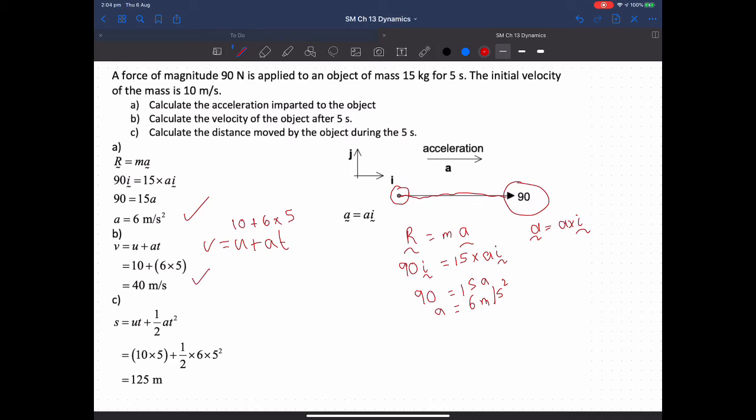Last part of the question, we're looking at distance. So we know the initial velocity u is equal to 10. We're doing this for 5 seconds, so we know time is 5. We know the acceleration is constant and is 6. So I can substitute into the formula ut plus a half at squared. Solving that, I get 125 meters.